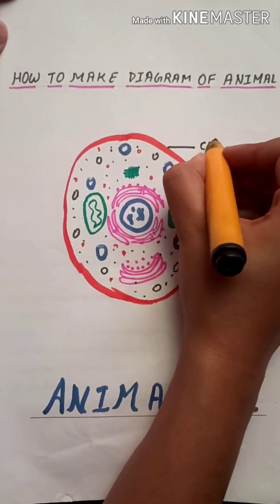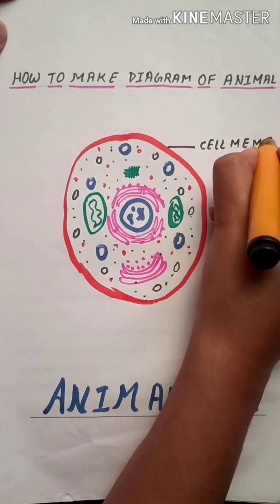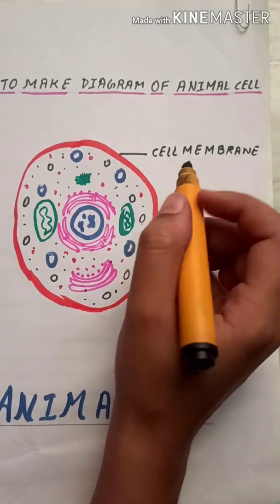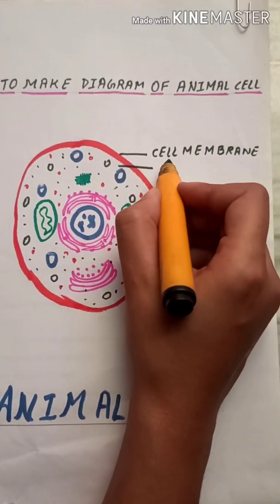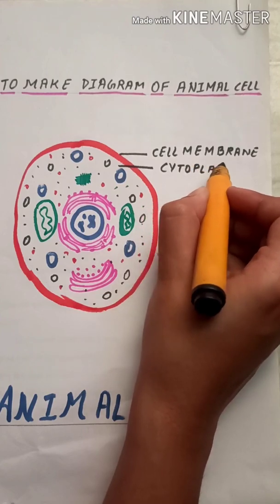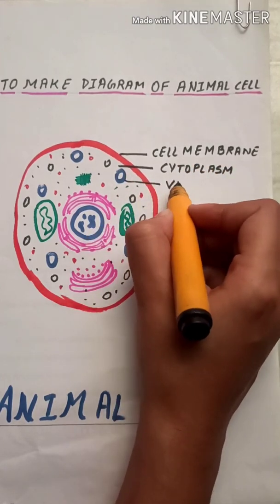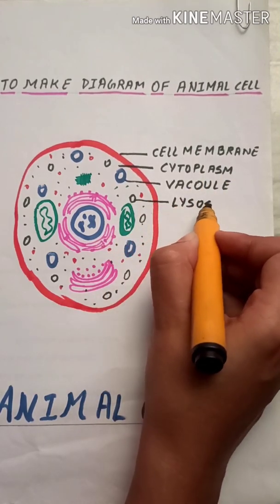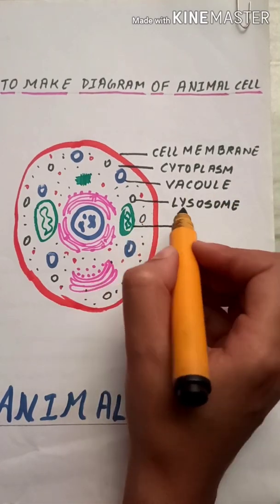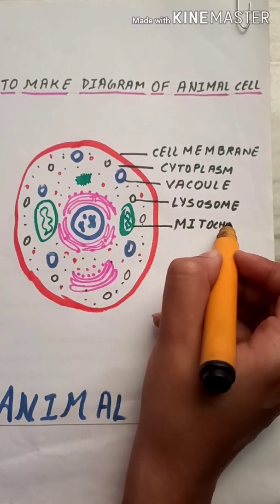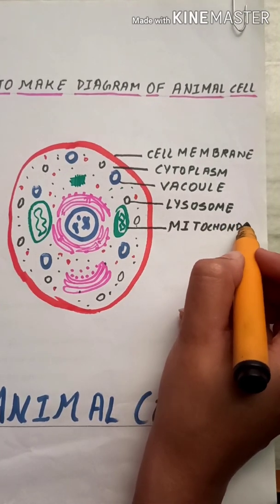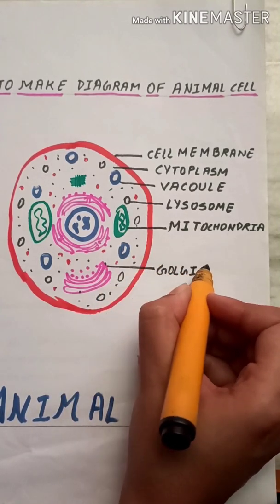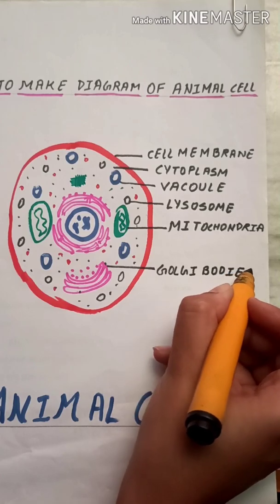Now we start labeling. The outer covering of the cell is known as the cell membrane. Now the fluid-like structure present inside the cell is cytoplasm. Now this empty structure is a vacuole. This ball-like structure is a lysosome. This zigzag structure is known as mitochondria. It is also known as the powerhouse of the cell. This banana-like structure is known as Golgi apparatus or Golgi bodies.